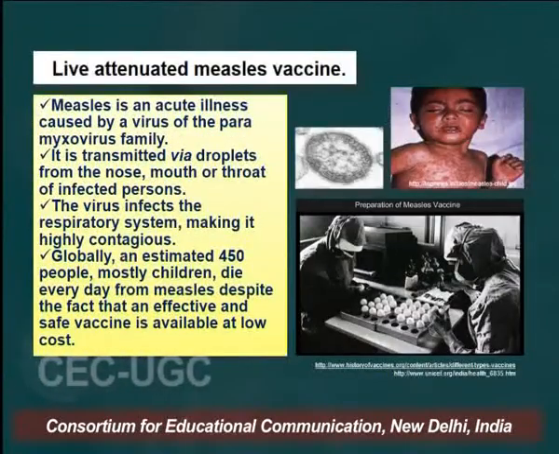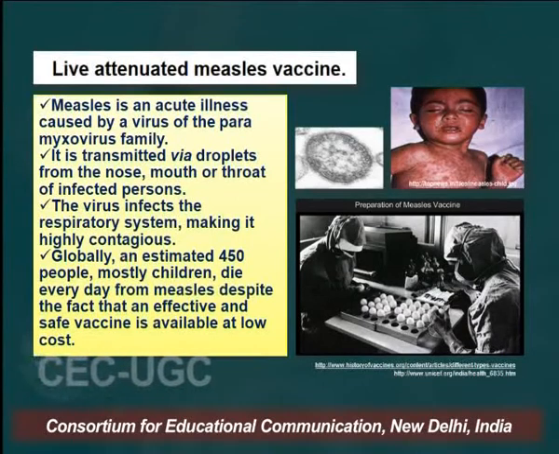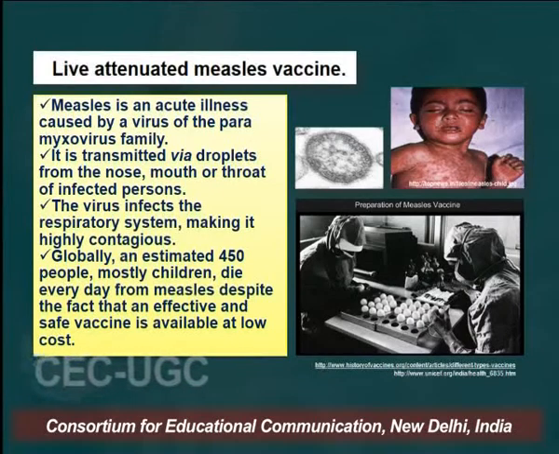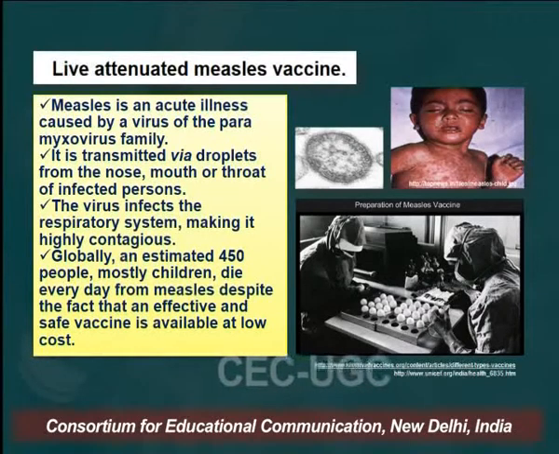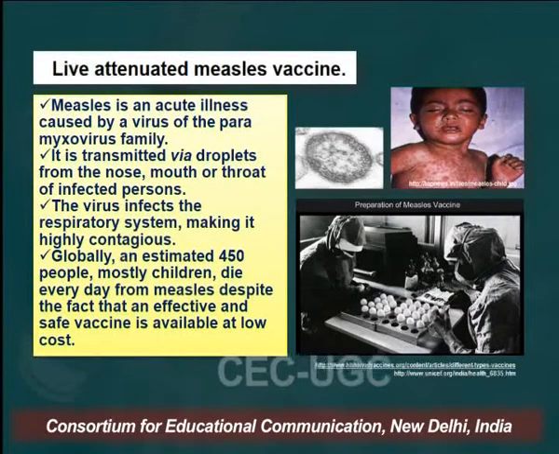Now, another live attenuated vaccine is the measles vaccine, where the virus is being attenuated. Measles is an acute illness caused by a virus of the paramyxovirus family. It is transmitted via droplets from nose, mouth or throat of infected persons. The virus infects the respiratory system, making it highly contagious. Globally, an estimated 450 people, mostly children, die every day from measles, despite the fact that we do have an effective and safe vaccine, that too at a very low cost.